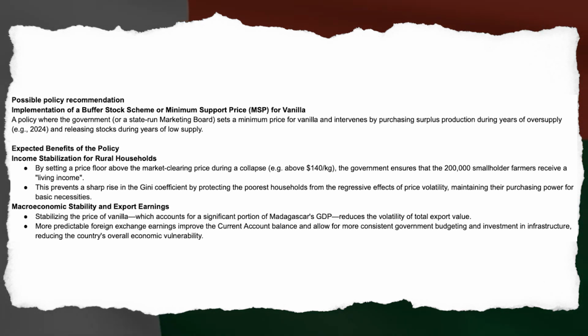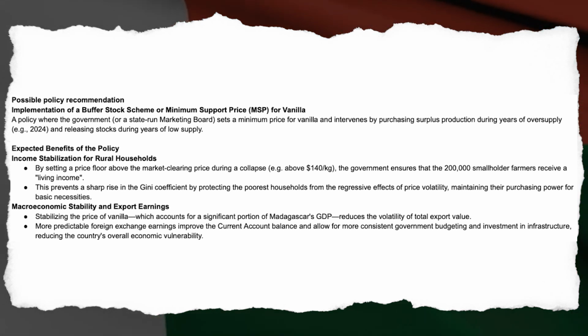Expected benefits of the policy. Income stabilization for rural households. By setting a price floor above the market clearing price during a collapse, for example above $140 per kilogram, the government ensures that the 200,000 smallholder farmers receive a living income. This prevents a sharp rise in the Gini coefficient by protecting the poorest households from the regressive effects of price volatility, maintaining their purchasing power for basic necessities.